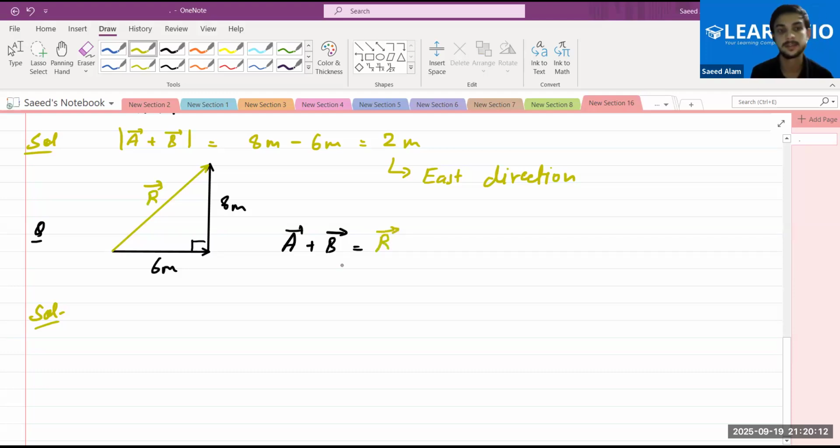Yes or no? Yes. If this is the resultant vector, then first of all, our aim is to find out the magnitude of R. So don't you think that this is making a right angle triangle? Yes. If it is making a right angle triangle, can we apply the Pythagoras theorem to find out the hypotenuse? Yes, exactly. So apply the Pythagoras theorem and tell me what will be the magnitude of R.